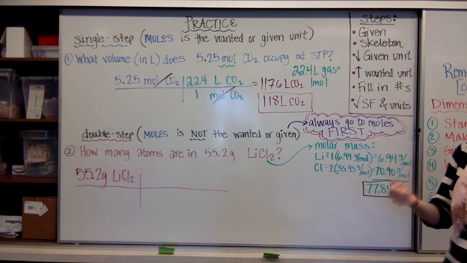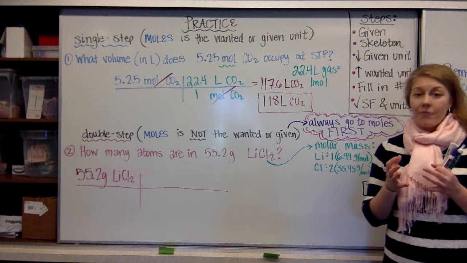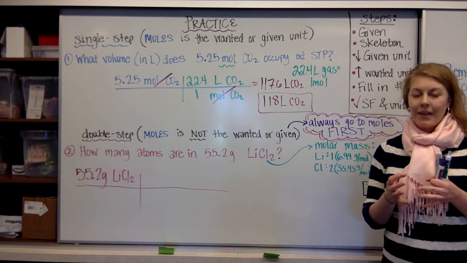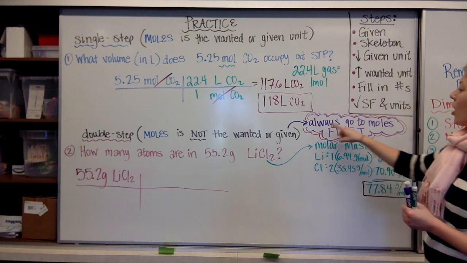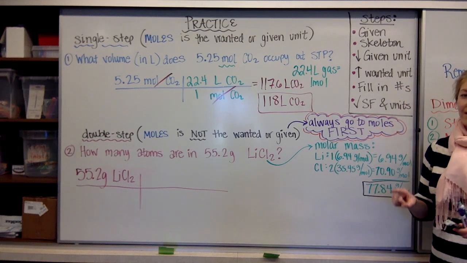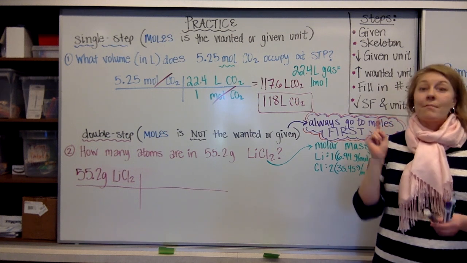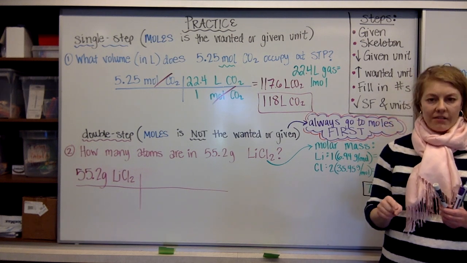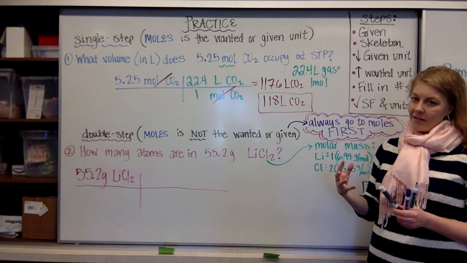Now, our rule is, remember, all of our equivalency statement revolves around the mole. Okay? There's a reason that mole is in the middle. We always go to moles first. If moles is not the wanted or the given, doesn't matter. Go to moles first. Okay? This will make what we do in subsequent units a lot easier.